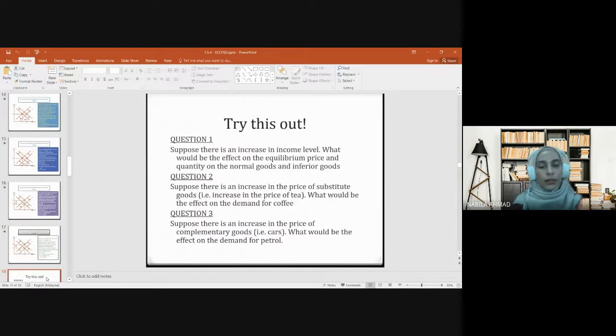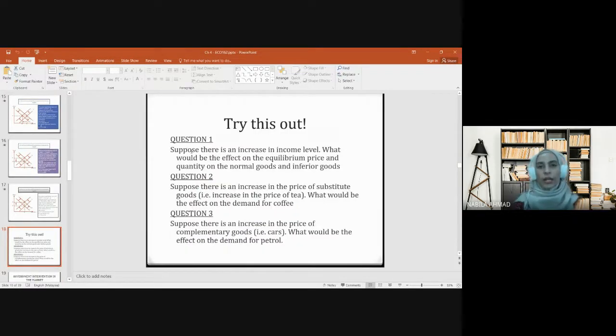Okay. Right, cuba buat soalan ini. Question 1. Suppose there is increase in income, what would be the effect on equilibrium price and quantity on normal good? Tadi kita dah bagi contoh kan, boleh buat juga sekali lagi. So, income increases, what happen to the normal good and what happen to inferior good? Lukis sketch dulu diagram and then explain.